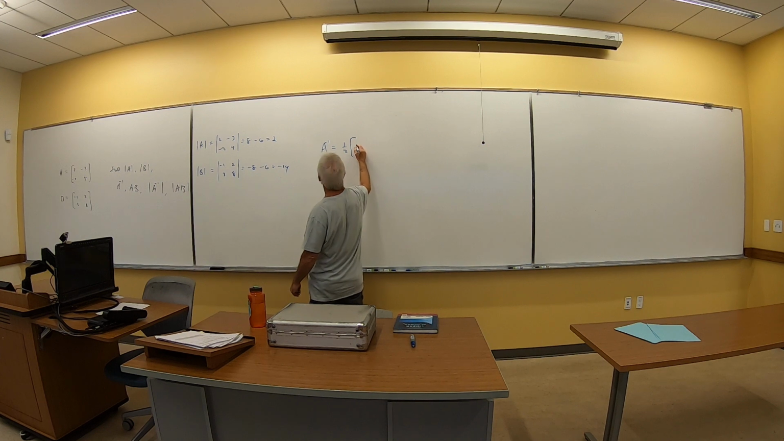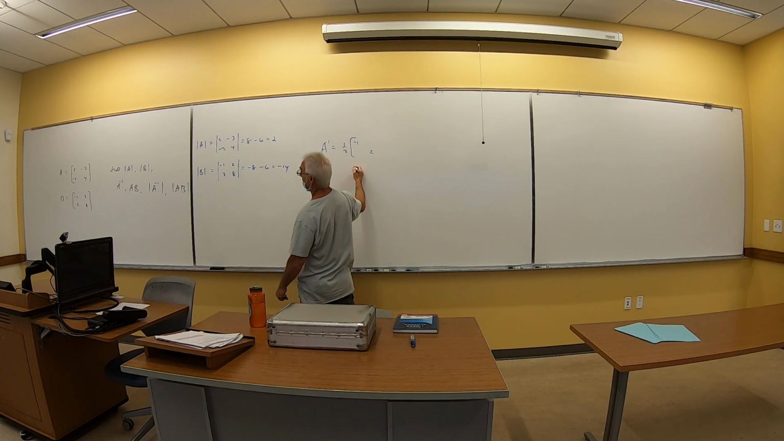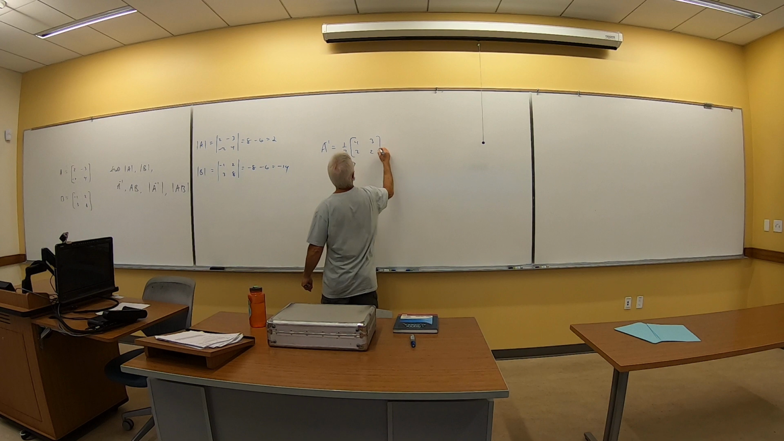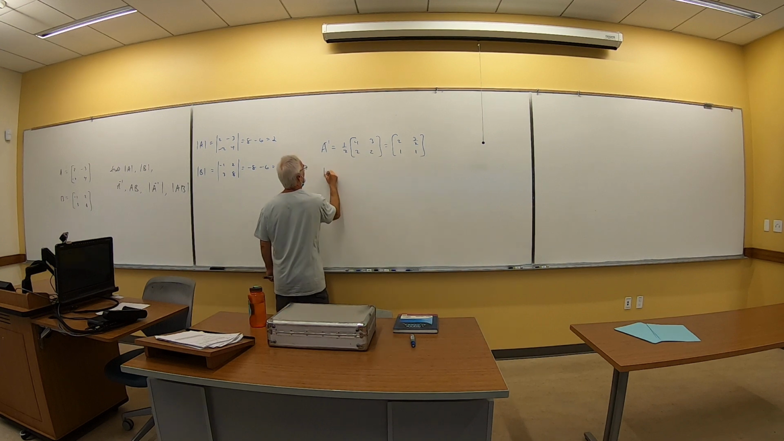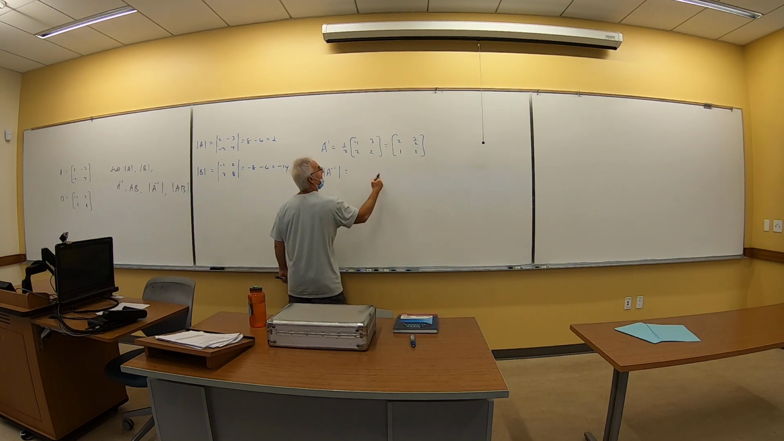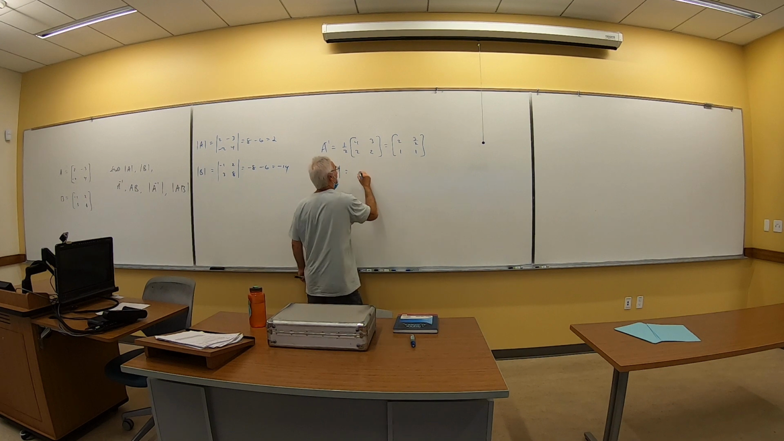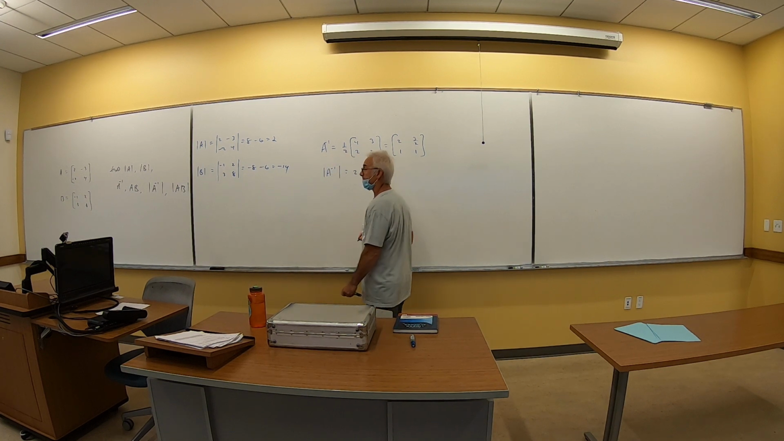Times, now we rearrange things appropriately: 4, 2, 2, 3, so that's 2, 3/2, 1, 1. The determinant of A inverse is then 2 minus 3/2, or 1/2. Okay?